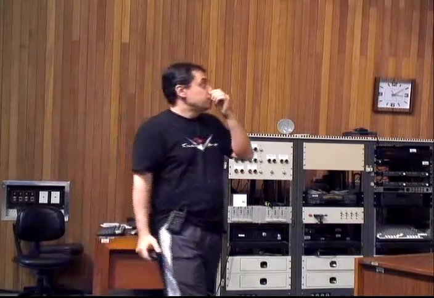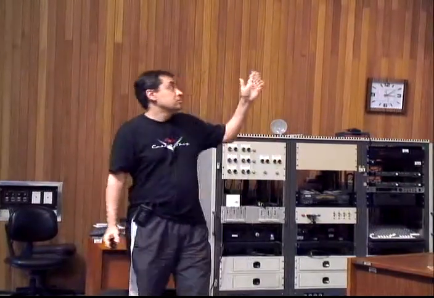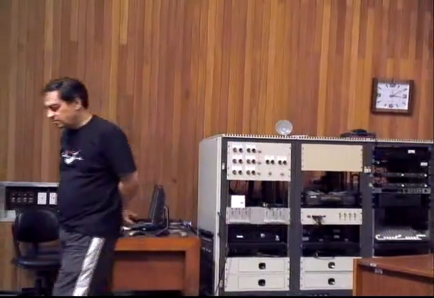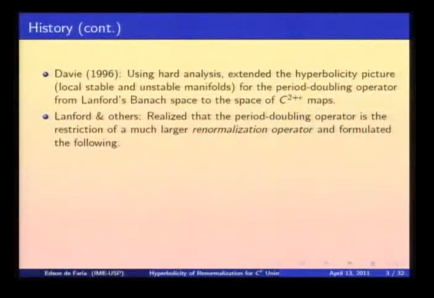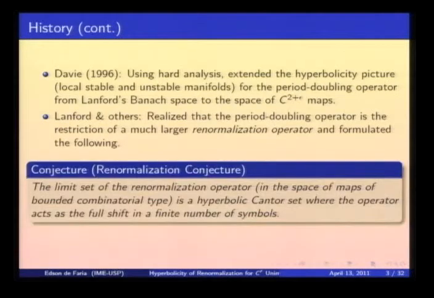Okay, so after that, or actually in the meantime, Lanford and others, and when I say others, I mean David Rand and Ostlund and a lot of other people, realized that the period doubling operator was just the restriction of a much more general operator called the renormalization operator. It involves, as the name says, period doubling, but you can also consider other situations like period tripling or various other kinds of combinatorics. So they formulated a general conjecture, which is this one. It's stated here just for bounded type.